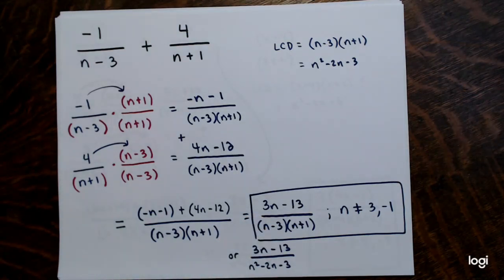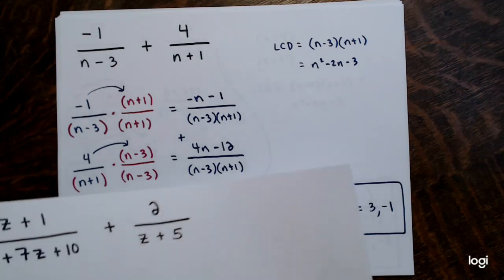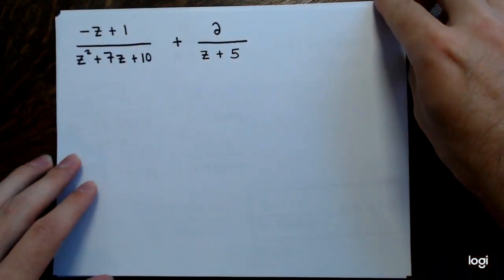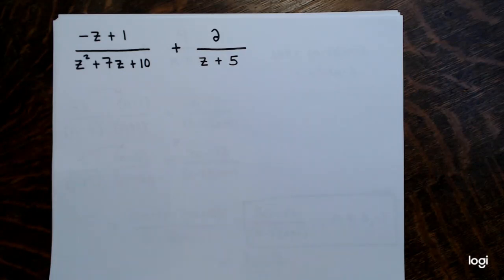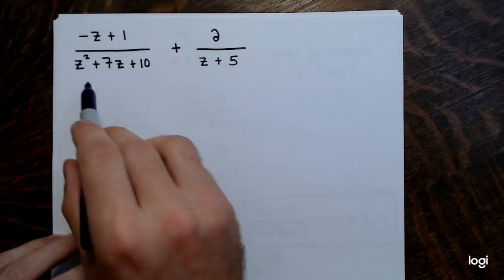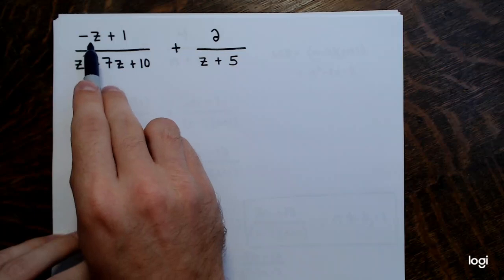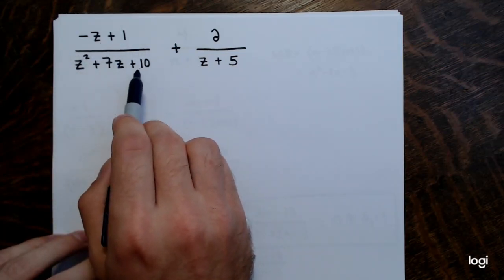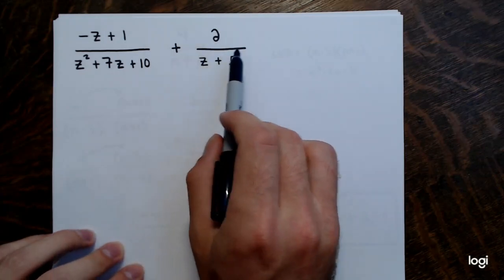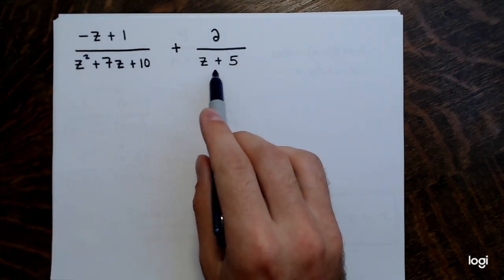Alright, so now I'm getting into some ones with quadratic denominators. Again, long video today. Sorry. Skip around if you want. So here, negative z plus 1 numerator divided by z squared plus 7z plus 10 plus, and then 2 over z plus 5.